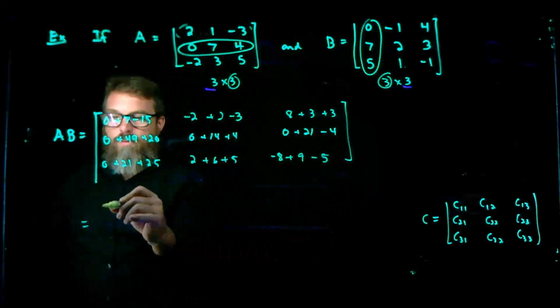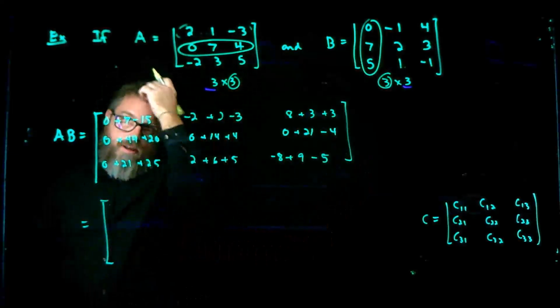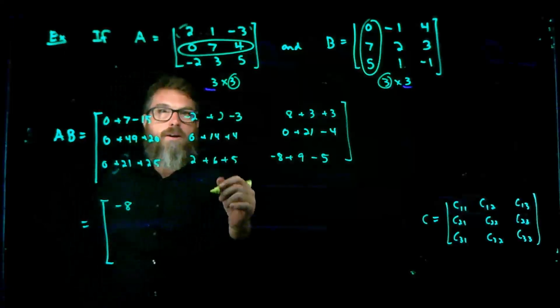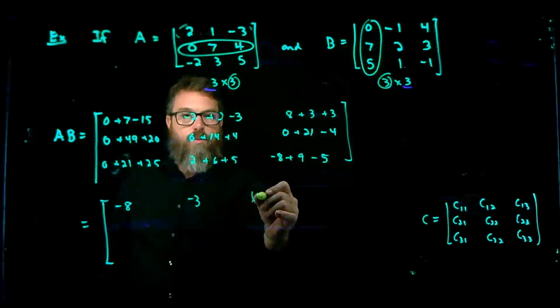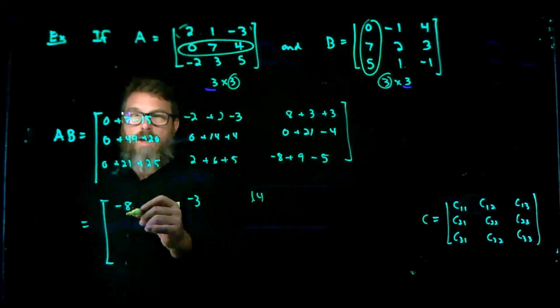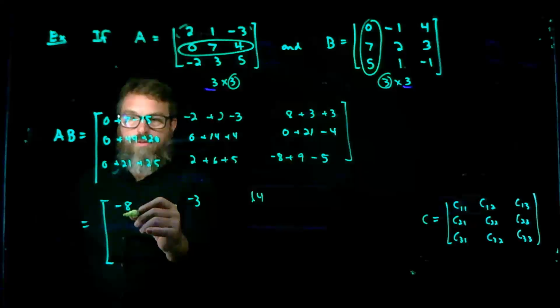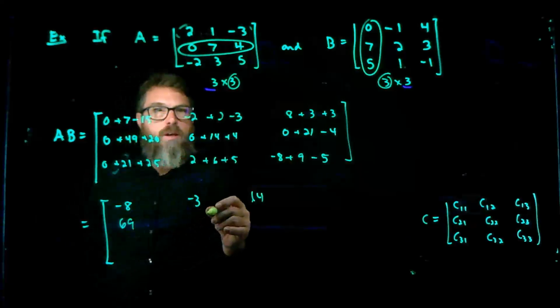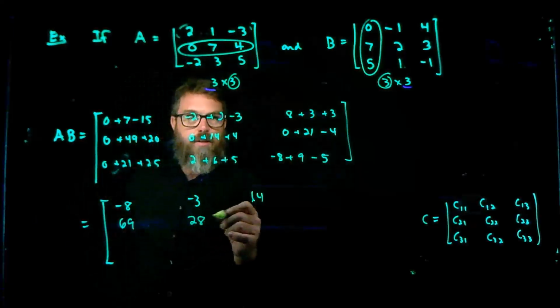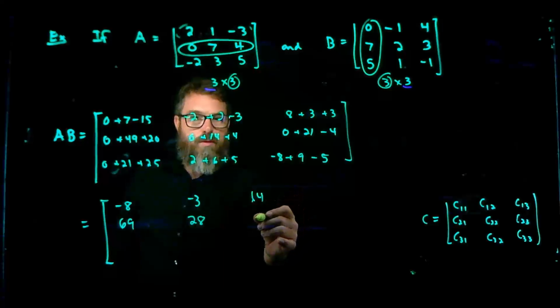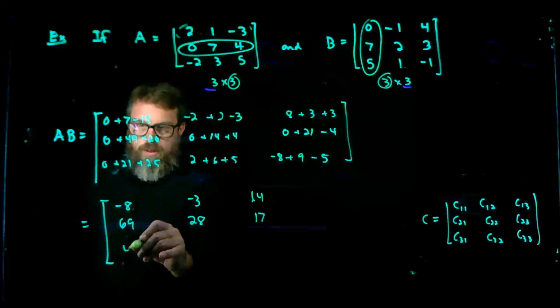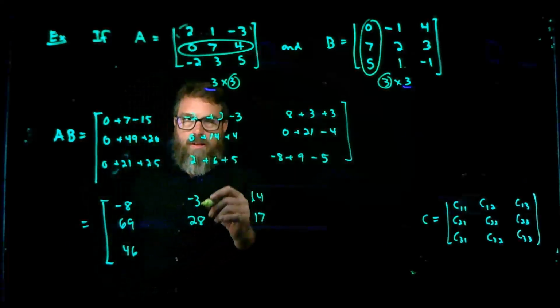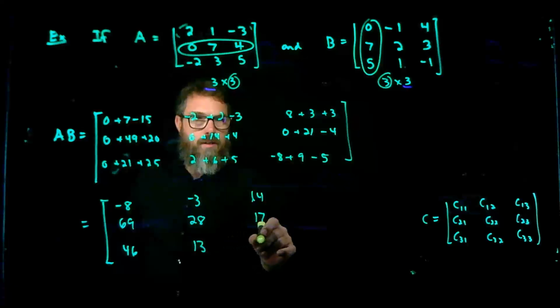So then finally we can finish this out to be 7 minus 15 is negative 8. This would be negative 3. 8 plus 6 is 14. 49 plus 20 is going to be equal to 69. This would be 28. 24 minus 4 is going to be 17. This is going to be equal to 46. 11 and 2 is 13. 1 minus 5 is negative 4.